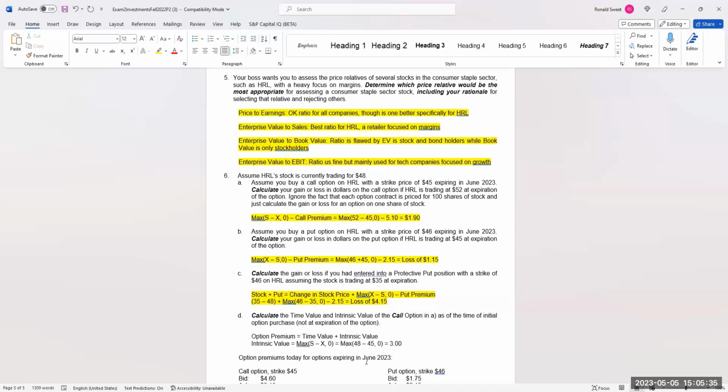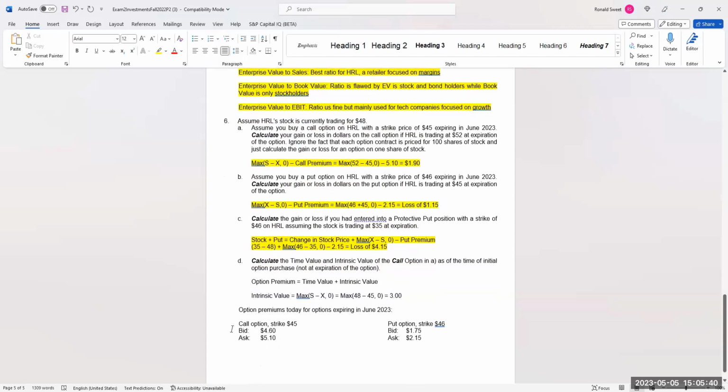So the option premium on the call is 5.10. It equals the time value plus $3. So the time value equals $2.10.